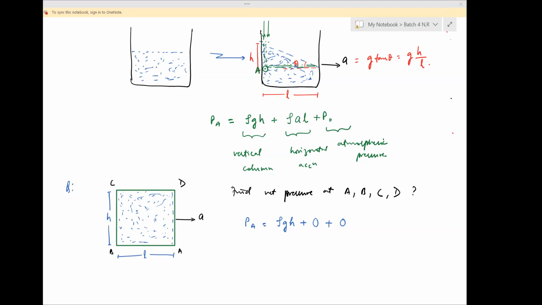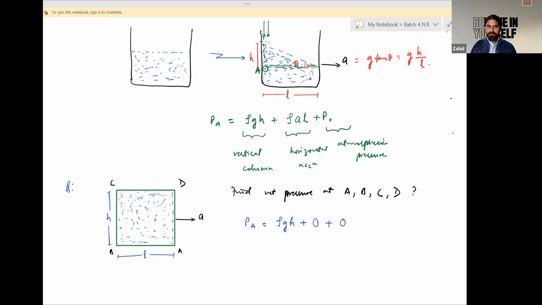Suppose you have to calculate pressure at any particular point. We have two different accelerations. First is acceleration due to gravity, which acts vertically, so there will be pressure due to the vertical column of liquid. Second, since this system is accelerating towards right, the strip of liquid present towards the right of that point will generate pressure due to this part. At point A, there is no fluid towards the right, so there will be no pressure at point A due to horizontal acceleration, so this is 0. And this whole vessel is enclosed, so there will be no air above it, so pressure due to air must be 0. Is it clear?